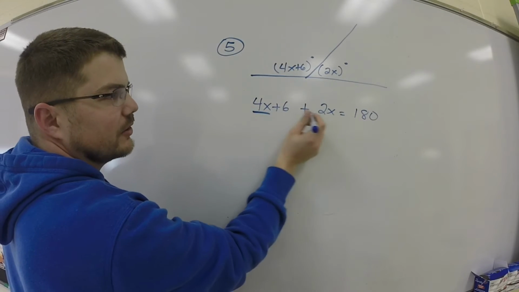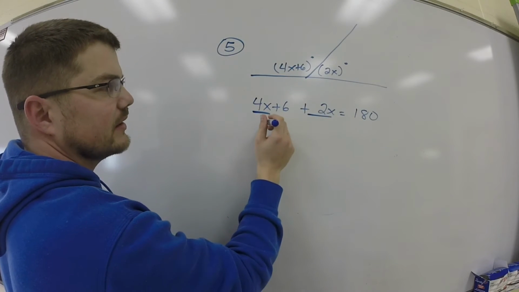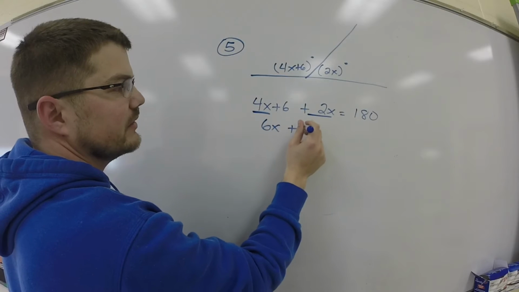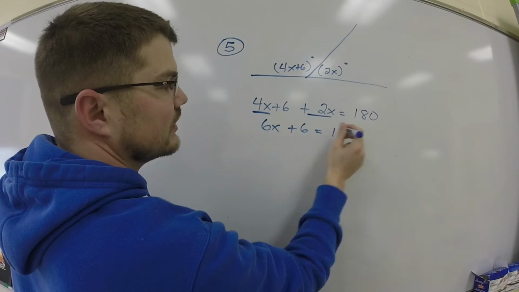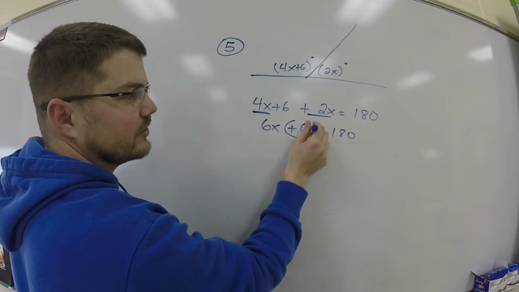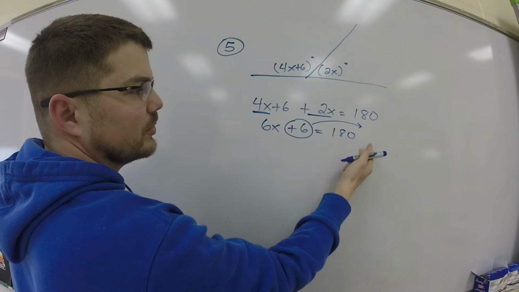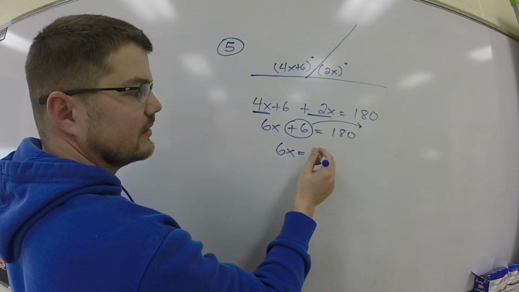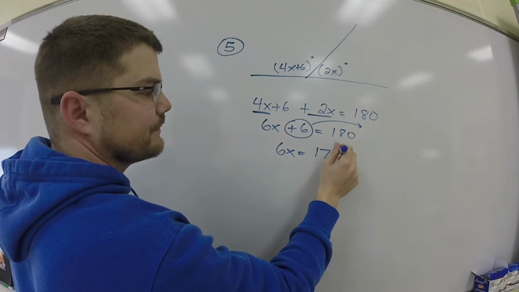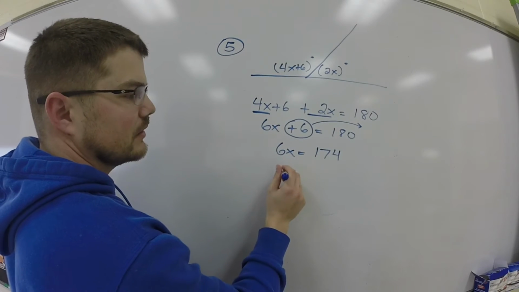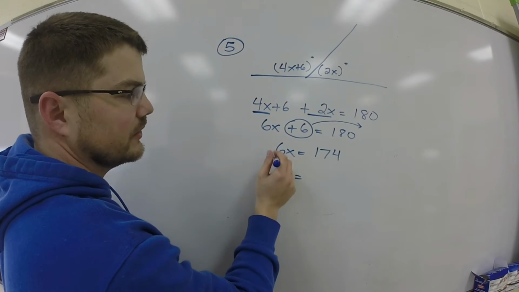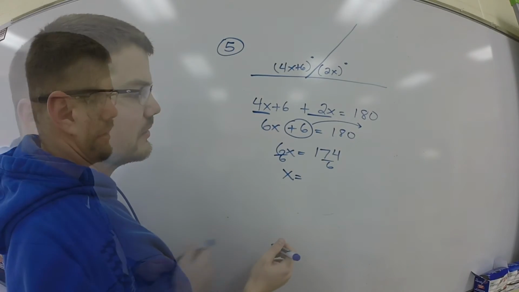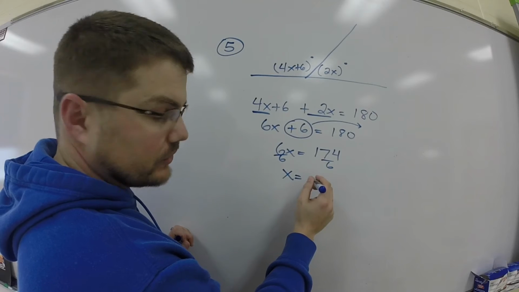Okay, so our like terms are the 4x and 2x. That gives me 6x plus 6 equals 180. Let's get our x term by itself. Let's chunk over 6. It'll become a negative 6. So 6x equals 180 minus 6. That gives me 174. And that's going to give me, dividing by 6, x equals 29.